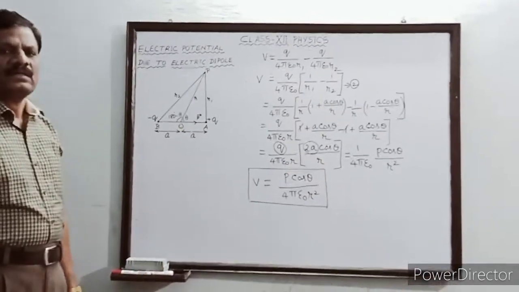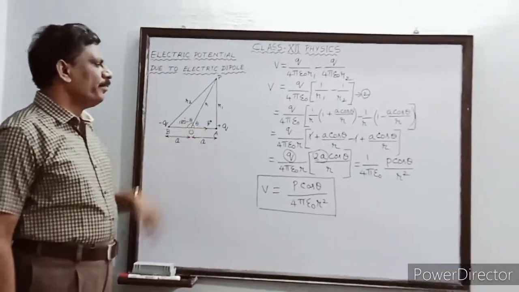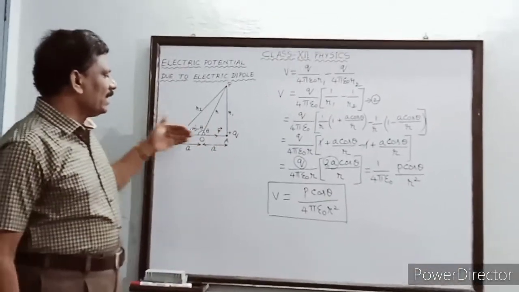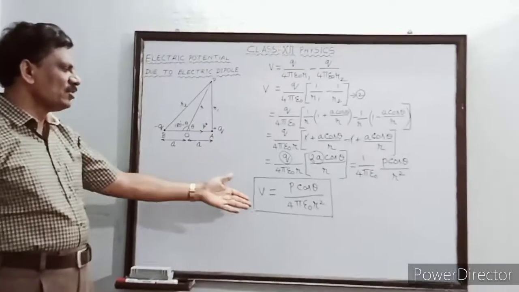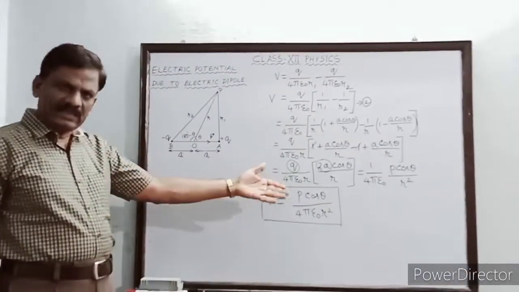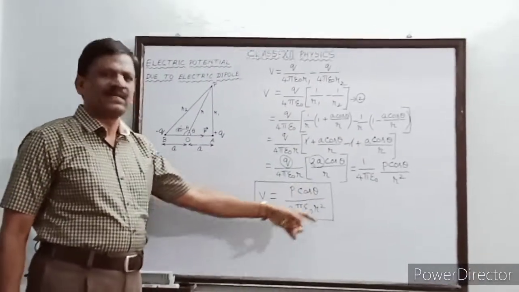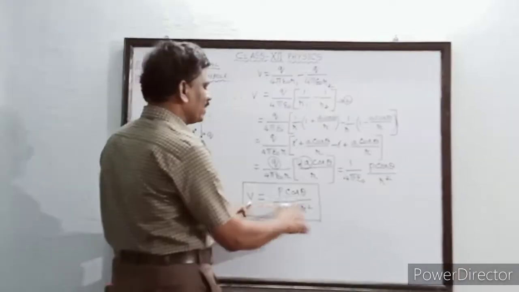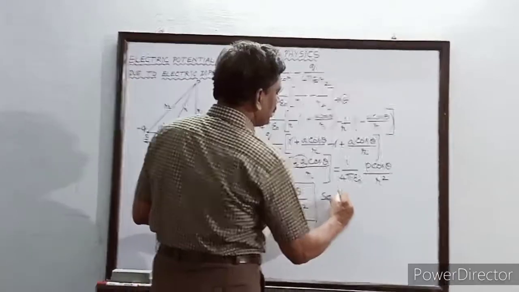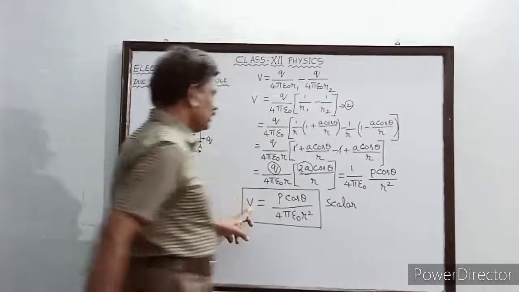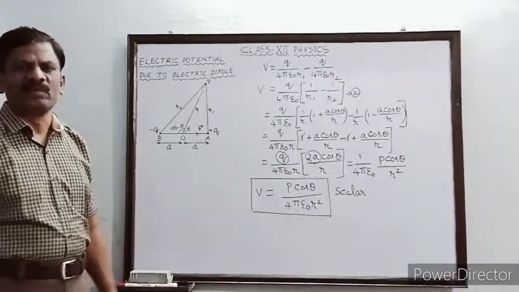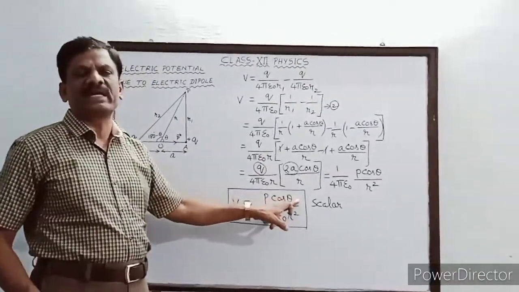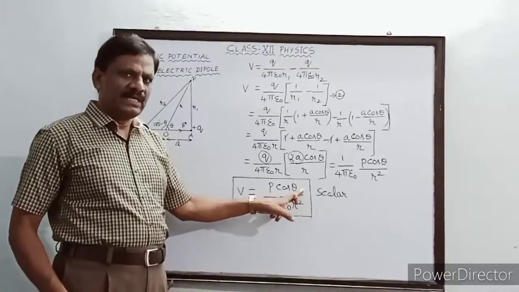Understand? Suppose you take P cap as the unit vector along the direction of P. It can also be expressed in vector form, as a dot product of two vectors. But anyhow, this is a scalar quantity. So, V is a scalar quantity. Potential is a scalar quantity. This is the final expression for the electric potential at any point. Depending upon the value of this theta, we can calculate the potential at any point.